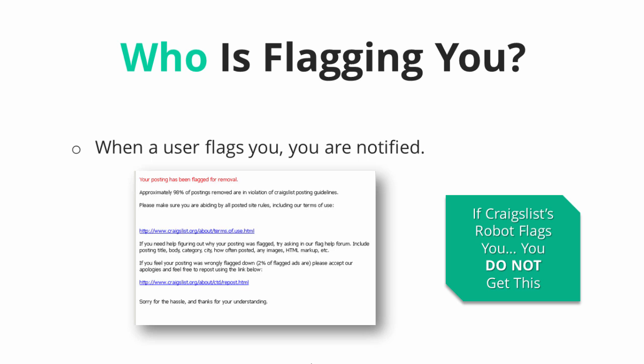This means that somebody else or the community, sometimes a group of people, they have dedicated groups out there that actually go out there and try to flag down your ads. So you can tell whether or not it's from a user or from Craigslist itself by getting an email or not. If Craigslist is flagging your ad, you're not going to receive an email. Your ad is just going to be deleted with no explanation whatsoever. Okay, so that's how you know who is actually flagging your ads.